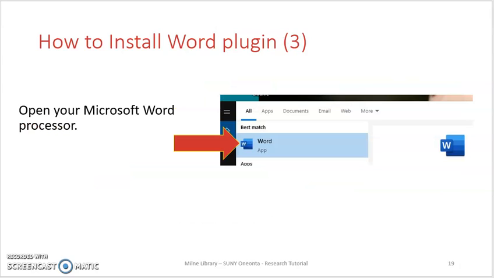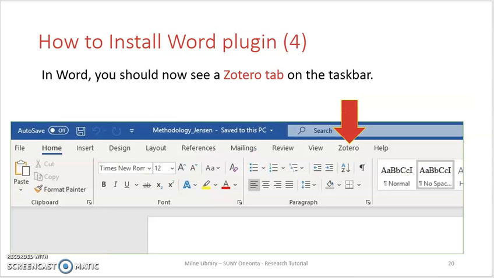When it's done, open your Microsoft Word processor. Now, in Word, you should see a Zotero tab on the taskbar after the View tab.